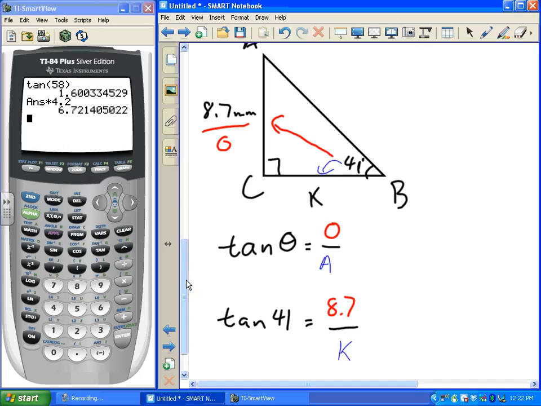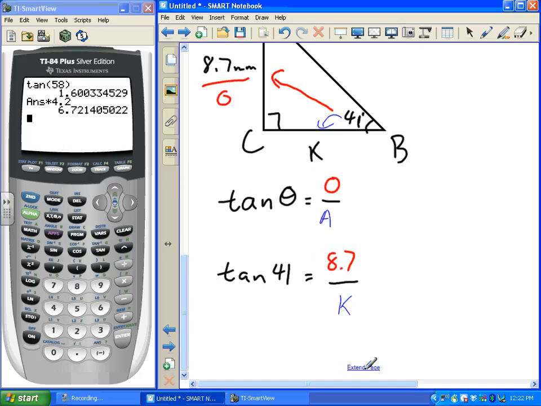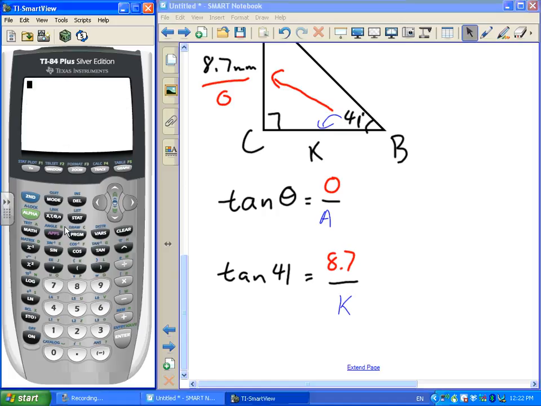So finally, we're going to try to solve for our k. Now, same idea as before. Tangent 41. I hit tan 41. It's as simple as that. When we're solving for an angle, we always use the inverse. When we're solving for sides, we don't have to use the inverse. They've already given us an angle. Tan 41 is 0.869, we'll call it.